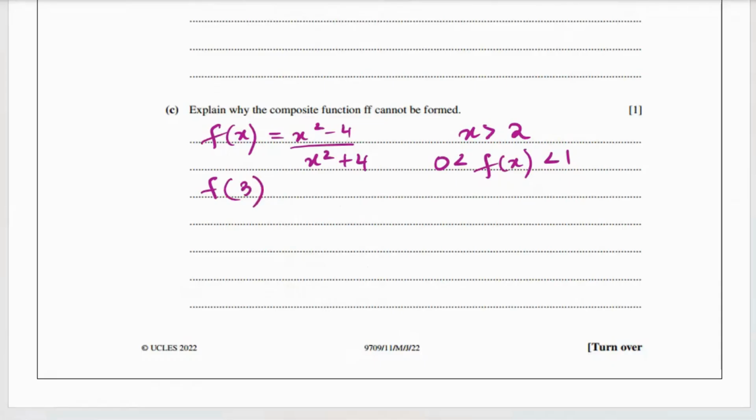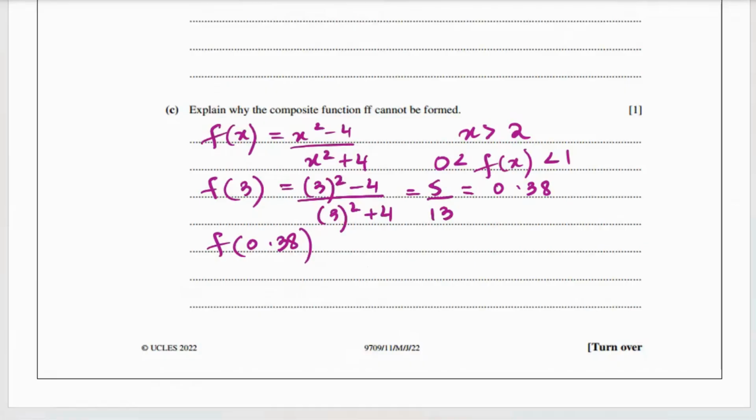So f of 3, let's say, is going to be 3 squared minus 4 over 3 squared plus 4. That's 9 minus 4, which is 5, and 9 plus 4, which is 13. So if we do 5 divided by 13, that's 0.38. Now, if you put that in the function again, we know that x has to be greater than 2, whereas over here, x is coming out to be 0.38, which is incorrect based on the given condition for the domain. So because of that, the composite function is not possible.